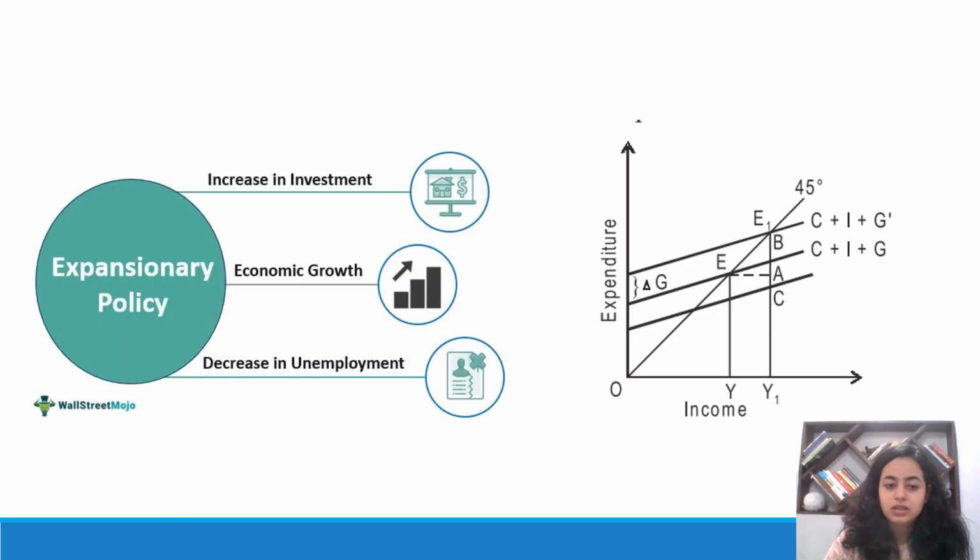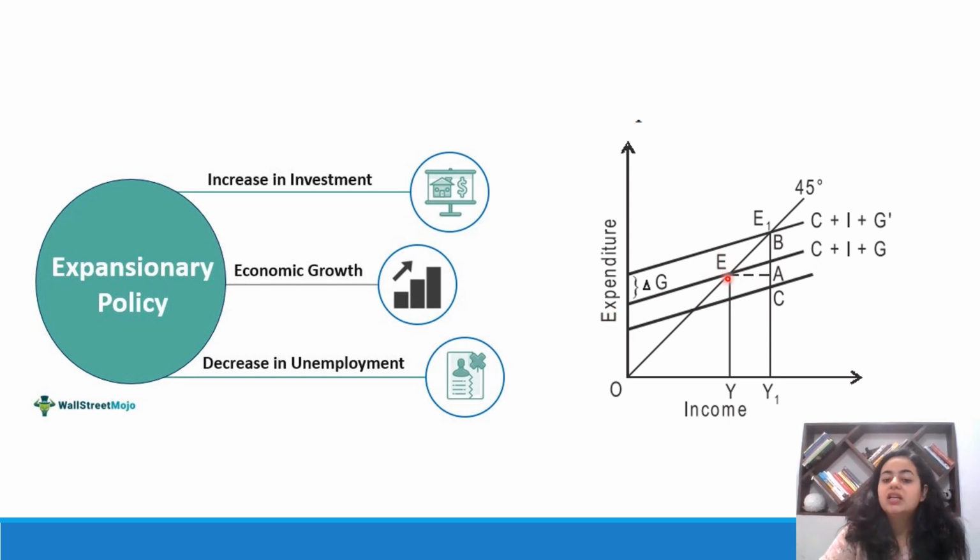Now let's take up what we just discussed in the format of a diagram. Let's assume that this is my consumption and investment curve. When government expenditure is added to it, we get this curve, C plus I plus G. This is my aggregate supply curve, which is the 45-degree line, and I have my aggregate demand curve, C plus I plus G. The equilibrium here is at point E.